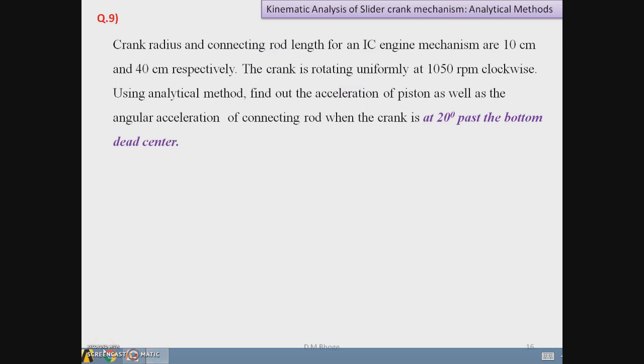Example 9. Crank radius and connecting rod length for an IC engine mechanism are 10 centimeters and 40 centimeters respectively. The crank is rotating uniformly at 1050 rpm clockwise. Using the analytical method, find the acceleration of piston as well as the angular acceleration of connecting rod when the crank is at 20 degrees past the bottom dead center.